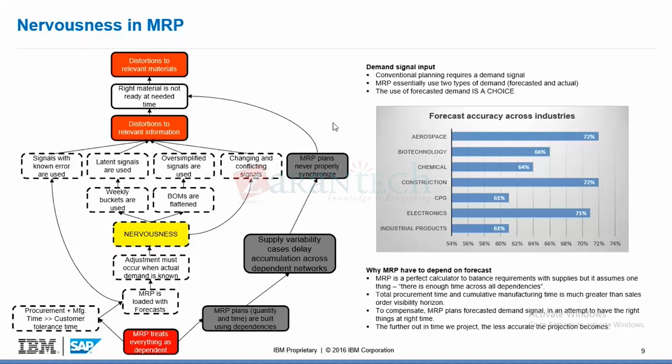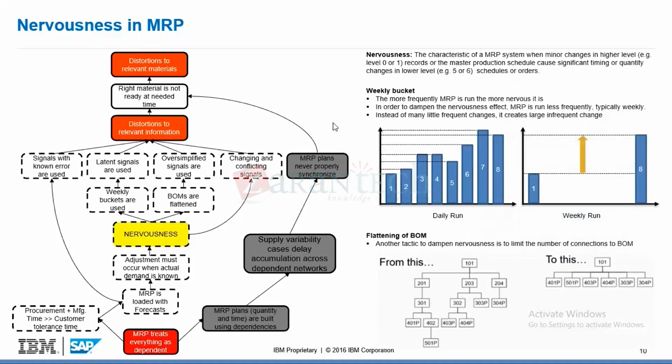So to compensate, MRP plans on a forecast demand signal in an attempt to have the right things at the right time. We get the forecasted figure from sales and we do make to stock. But that leads to inaccuracy. How does it lead to inaccuracy? Because we will have a demand created on the forecast, and we'll have the procurements and the production, but that is done over a planning horizon.